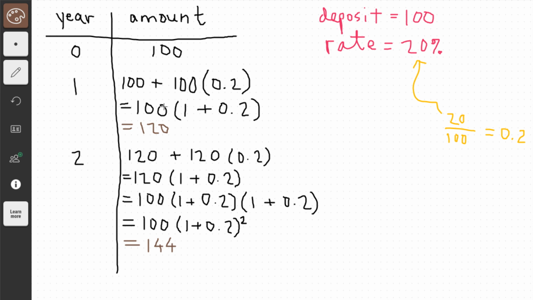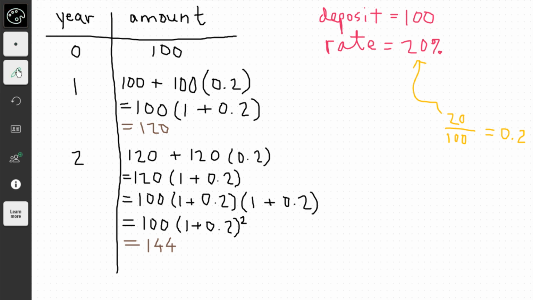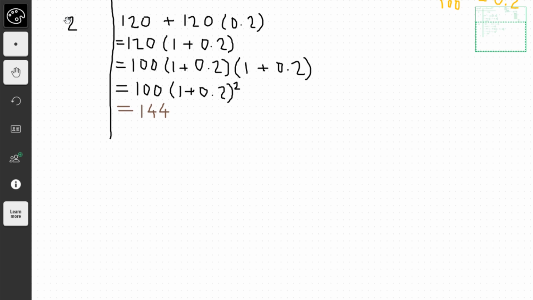Maybe we'll do one more of these and we'll see if the pattern we're noticing holds up or not. I just need more space, so I'll scroll down a little bit here. Okay, so we're going to do the same thing as what we were doing before.